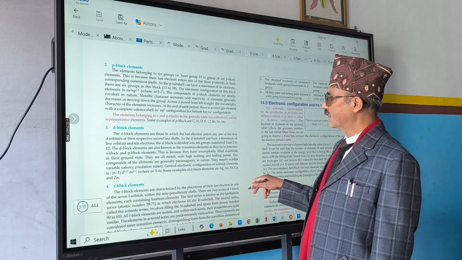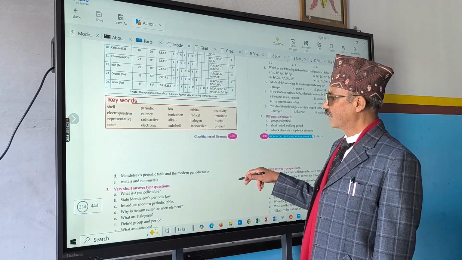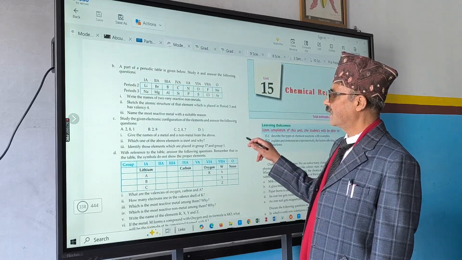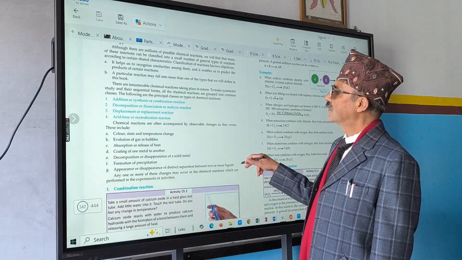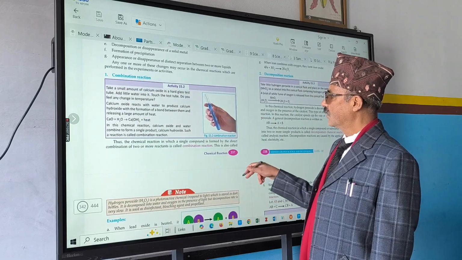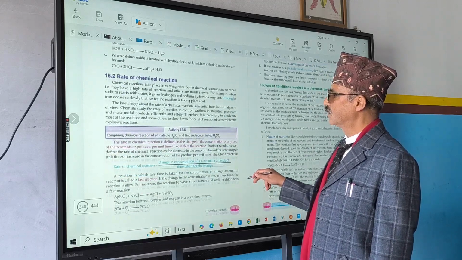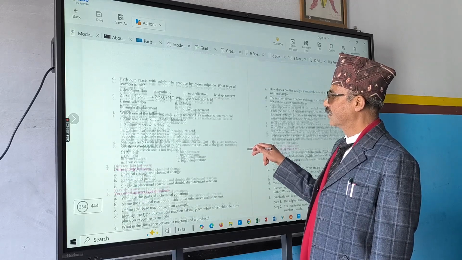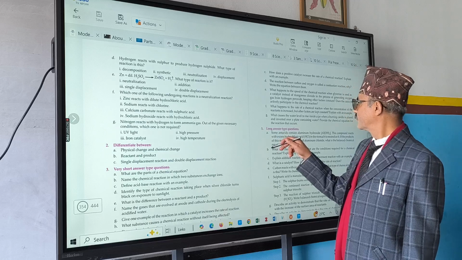Now question number four. Convert the following word equations into balanced chemical equations. First question.